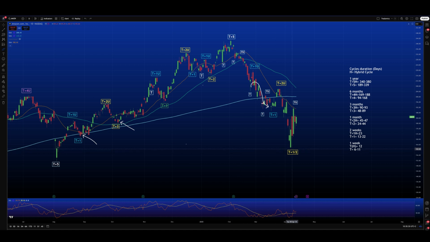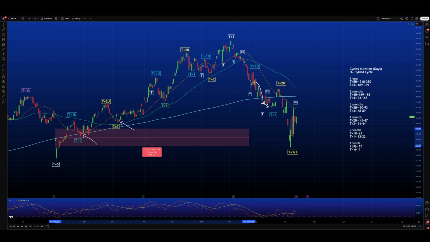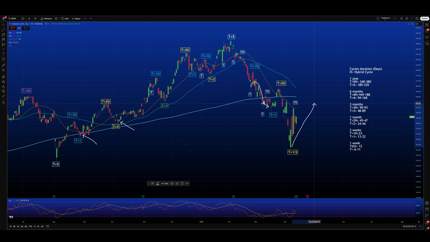Now, the thing is that from this top here, from this low here, we have had 167 bars. Therefore, we can expect another cycle in development. This cycle can be a T plus 1, T plus 2, or T plus 3. So we might have a little bit more push to the upside, and potentially here on Amazon, we might still test the moving average 200.